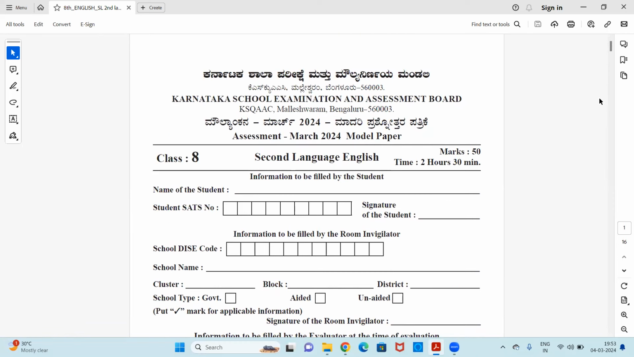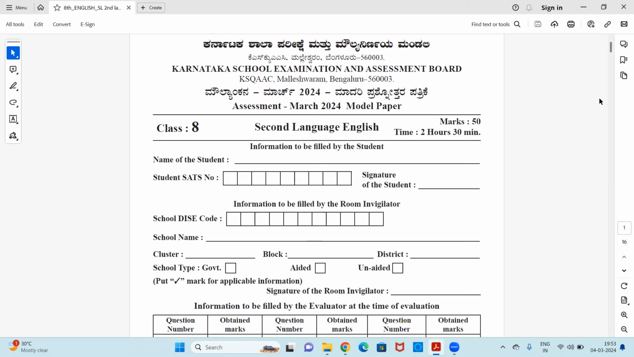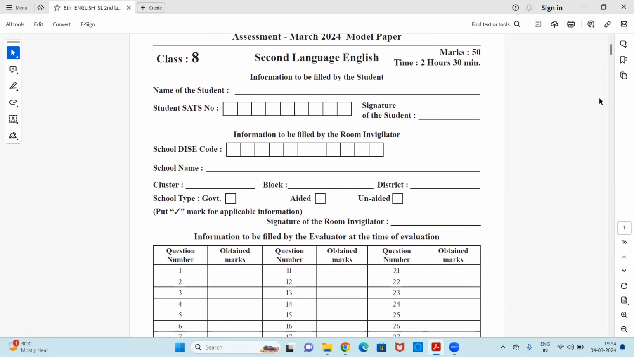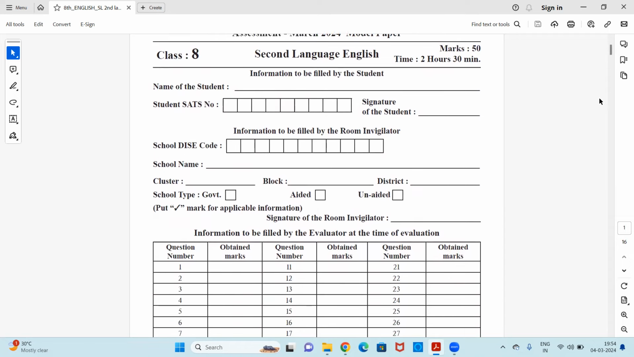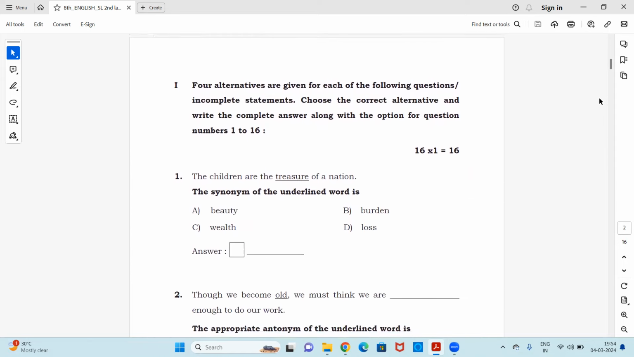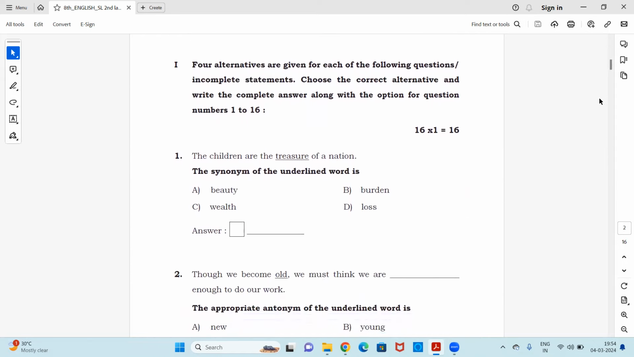So here I am with one more important video for all my dear class 8 students. Here we have the board sample paper or model paper of March 2024 of second language English, which is going to be of 50 marks, and the sample paper is here, which I'm going to share with you all. It's not a solved one, but we'll try to solve some of the questions.